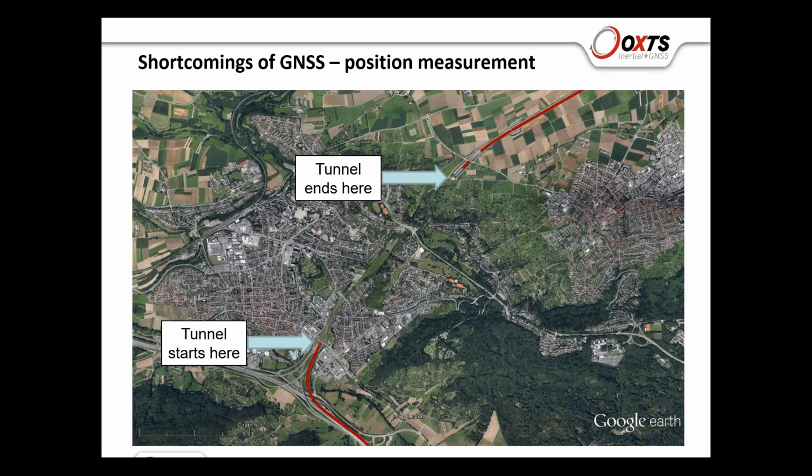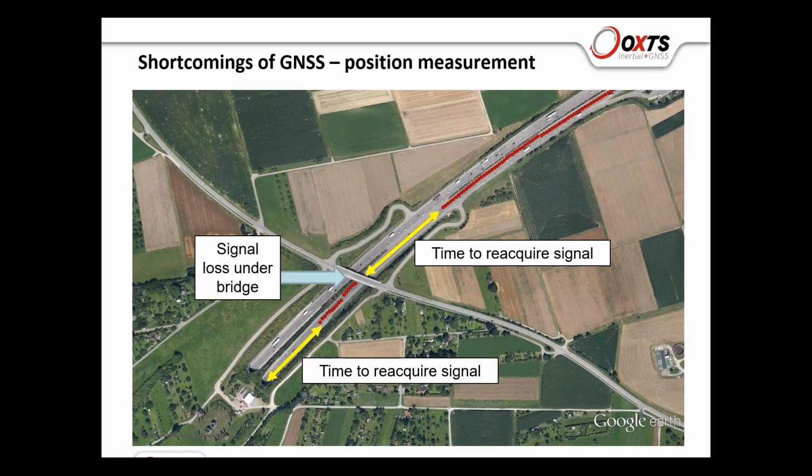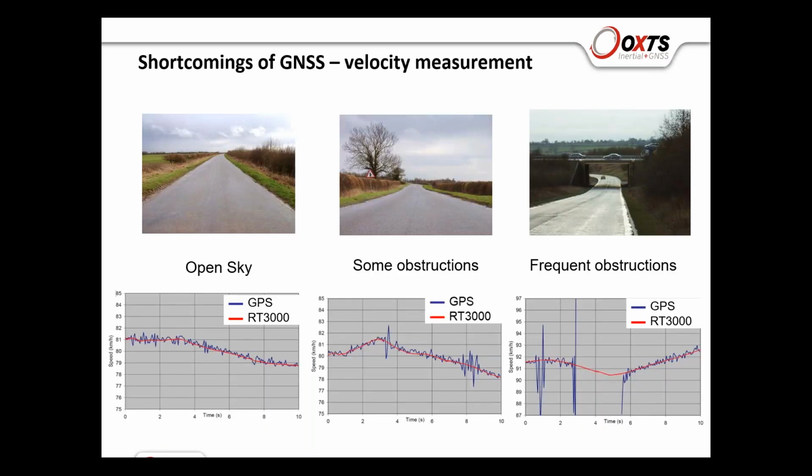So this illustrates here. You can see here there's a GNSS output from an RT, and you can see the unit goes into a tunnel at the bottom of the screen. Once it's going through the tunnel, there's no positional update. Focusing on this top area here where the tunnel exits, it takes time to reacquire signal, which it does before going under a bridge. Again, it loses signal, takes time to reacquire before outputting consistently again.